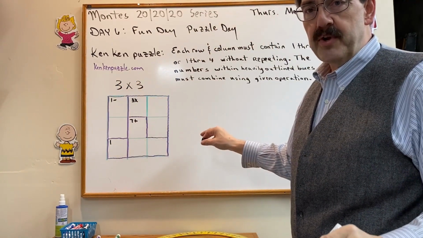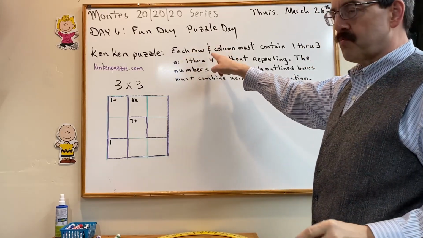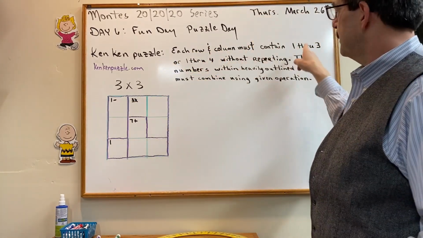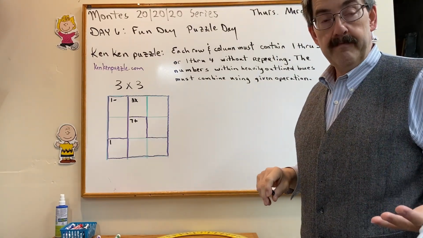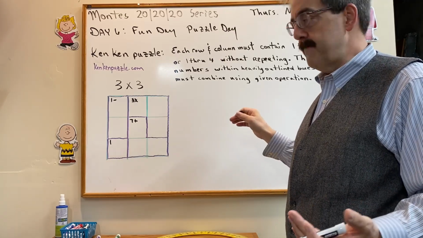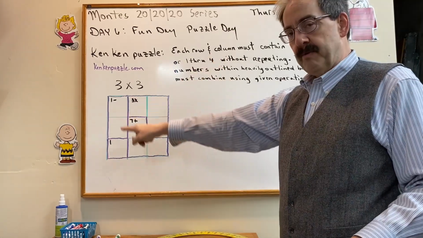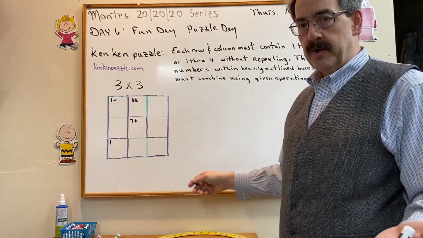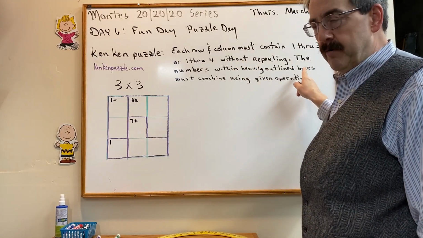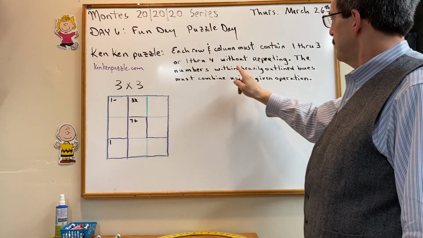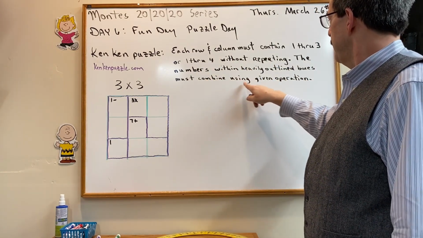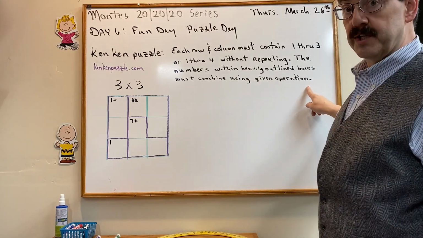If it's a 3x3 grid, each row, each column must contain the numbers 1 through 3. If it's a 4x4, 1 through 4. So this one's going to be 1, 2, and 3s. That's all the numbers we have. You cannot repeat the number. The numbers within the heavily outlined boxes must combine using the given operation.